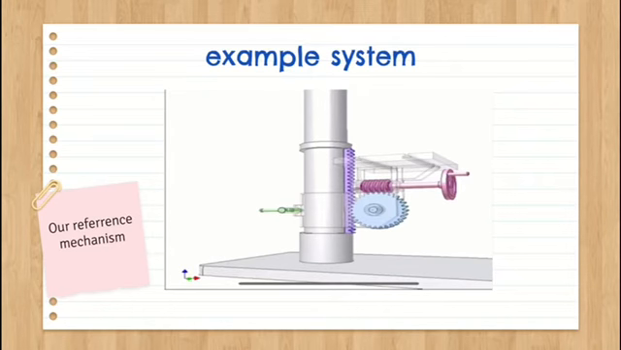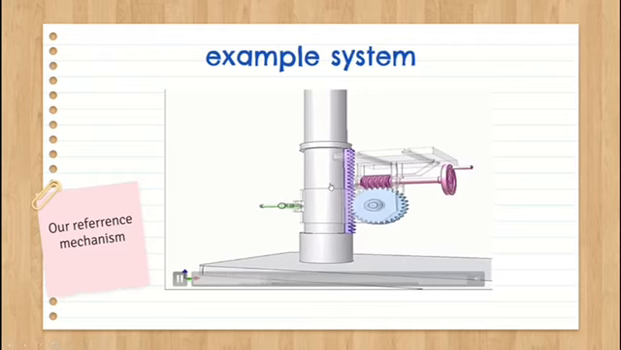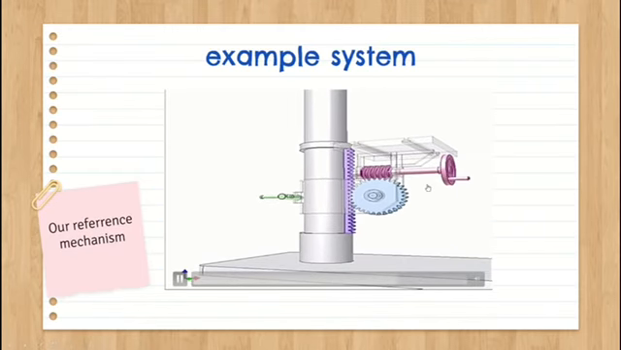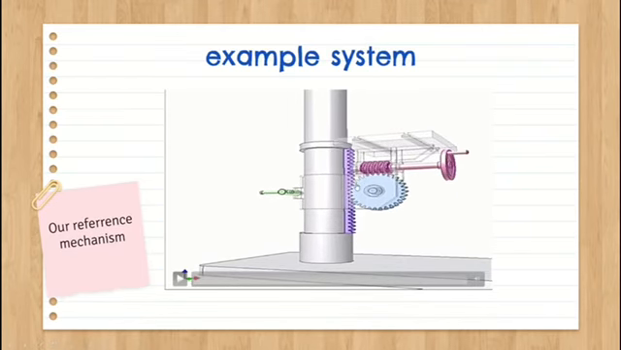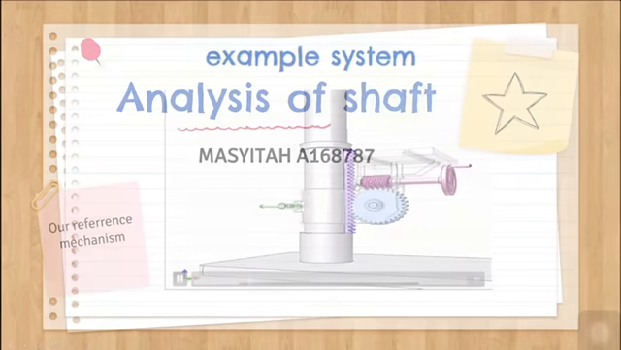The gear will incline or decline from the pinion attached to it. So this is the example for the system. As you can see, it's increasing. So thank you. This is our shaft.